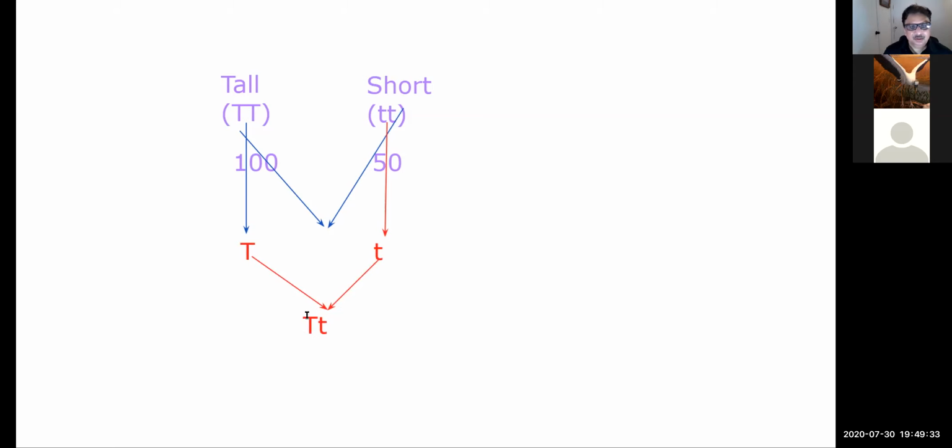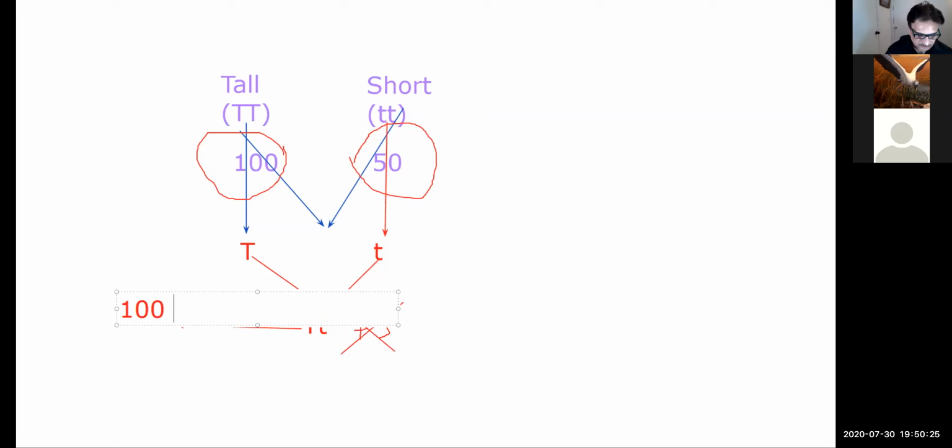Now, common sense would say that this plant was 100 centimeter, this plant was 50 centimeter. So they are fertilizing, they have undergone reproduction. So this plant should be 75, right? Average, 100 plus 50 divided by 2, 75. So this plant should be intermediate, 75. But what happens? It is not 75. Instead, all the plants are 100 centimeter long.